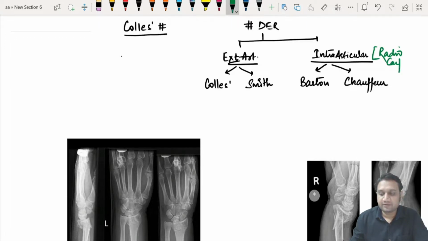So this is again an MCQ which was asked last year, right? So which joint are we talking about? Do remember, when you say intra and extra-articular, it is radiocarpal. What does that mean, radiocarpal? This one is radius and these are carpals. So if this joint is breached, it will be intra-articular. If the joint is okay, it is extra-articular.